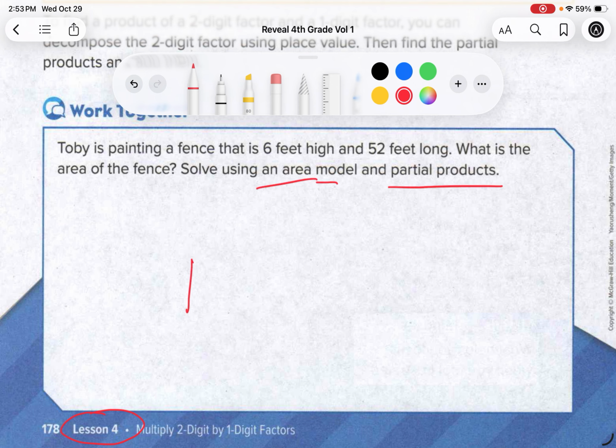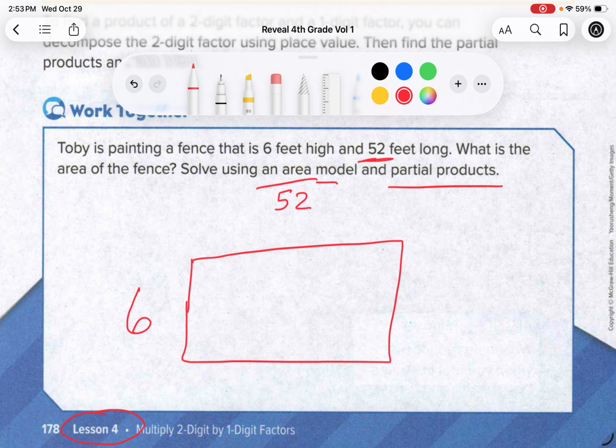So let's begin. Remember, for an area model, it means we need a rectangle. Find the area of something. And we label it by its length, 6, and 52. However, remember this 52, we are decomposing it into its place values. So this isn't really a 5, this is a 50 because of that place value. This isn't a 2, it's 2 1s. So we really have to remember those place values, especially when we get to the harder problems.